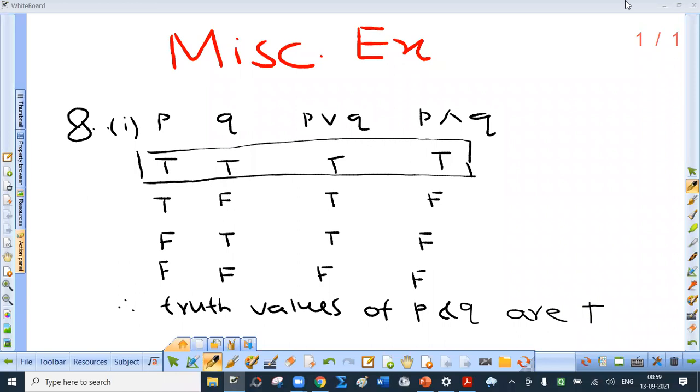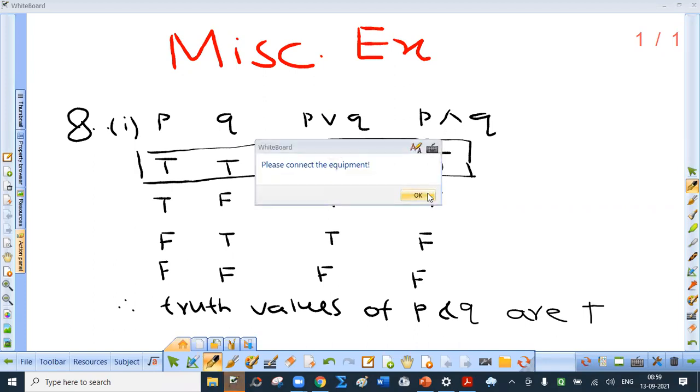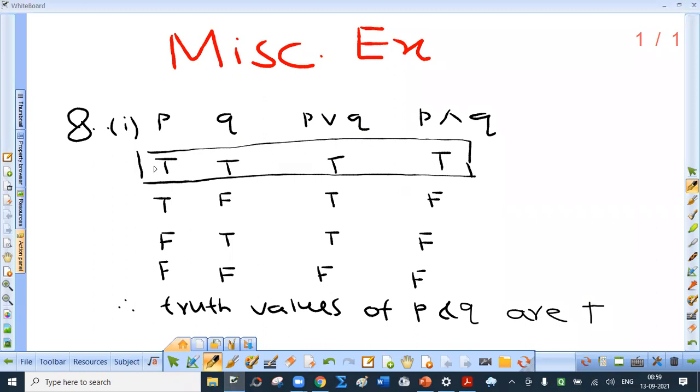Sum number 8. This type is again important from the board exam point of view and from the CET point of view also. Determine the truth values of P and Q in the following cases. First one, P or Q is true and P and Q is true. Now P and Q is true in only one case. So in CET you can directly say TT, but in the board exam, if this sum is asked for 2 marks, then you have to mention all the 4 combinations.